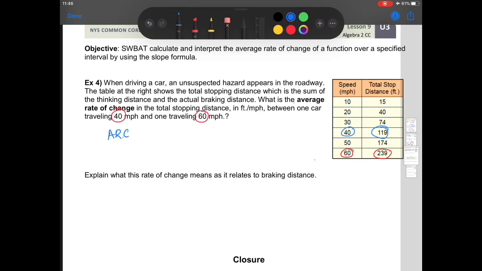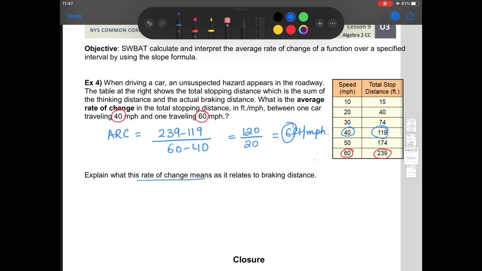So you're finding your average rate of change. So it would be what? 239 y2 minus y1 over x2 minus x1, which is what? 239 minus 119 is 120 over 60 minus 40 is 20, which is 6 feet per mph, right? So now there's part B to it too. It says explain what this rate or what is the slope meaning. What does the 6 mean as it relates to braking distance?